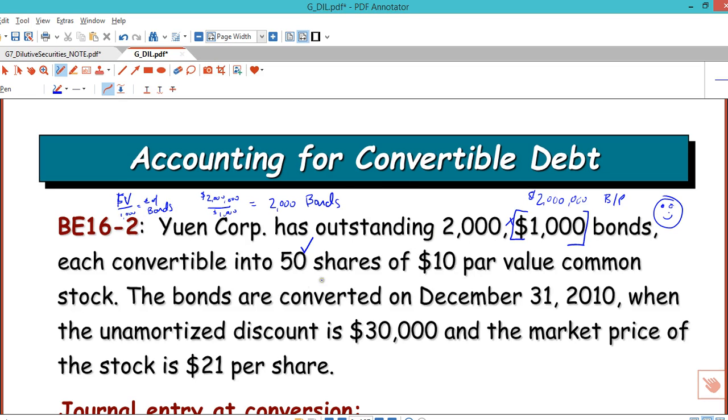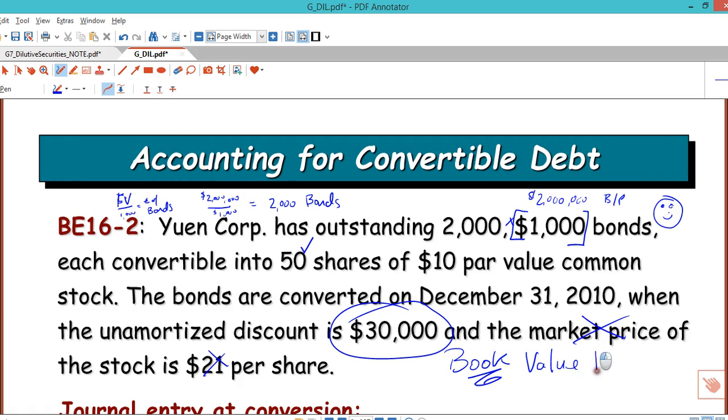Each bond is convertible into 50 shares of $10 par value common. So how many shares are going to be issued? 50 times 2,000. The bonds are going to be converted when the unamortized discount is 30,000. So this is a very nice thing they did for you here. You don't have to calculate the unamortized premium or discount. And the market price is $21 per share. We don't care. We don't care. We don't care.